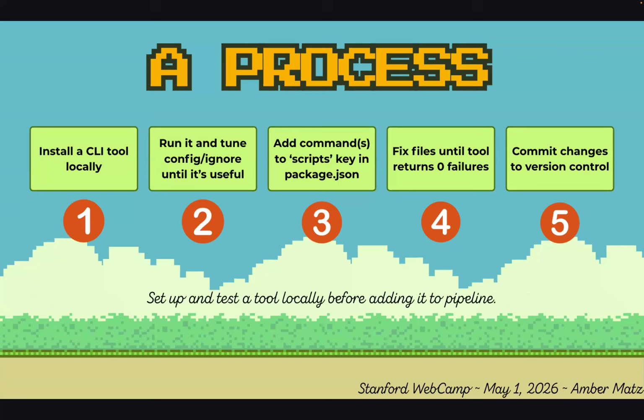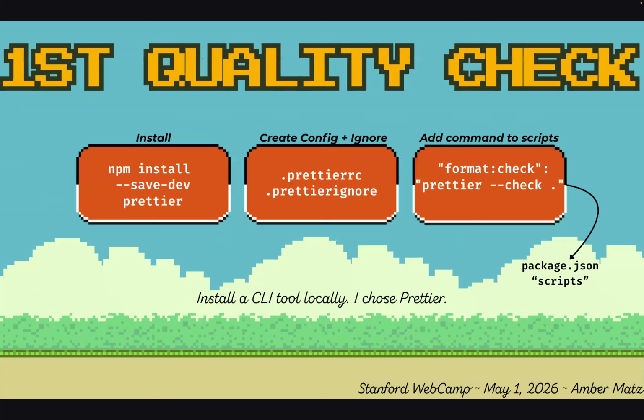You're going to add that command to the scripts key in your package.json file. And I'm talking about an NPM tool here. And you're going to fix the files until the tool returns 0 failures. So you've installed it, you've tuned the configuration, and it's returning useful errors. You fix those errors in your code, and then you're ready to commit the changes. So this is a process for setting up and testing a tool locally before adding it to your pipeline.